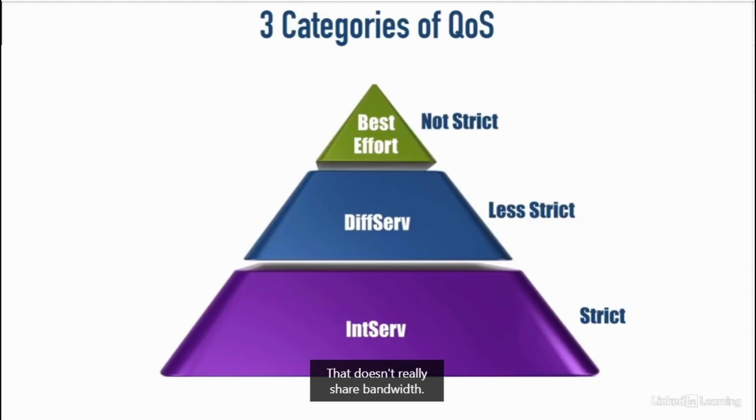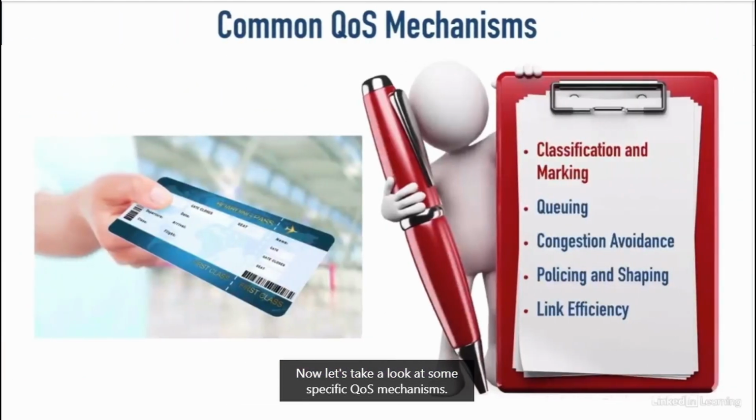That doesn't really share bandwidth. It doesn't make the most use of available bandwidth. So typically we go with the less strict option, or DiffServ. Now let's take a look at some specific QoS mechanisms. The first one is classification and marking. And Cisco says that we should classify and mark our traffic as close to the source as possible.